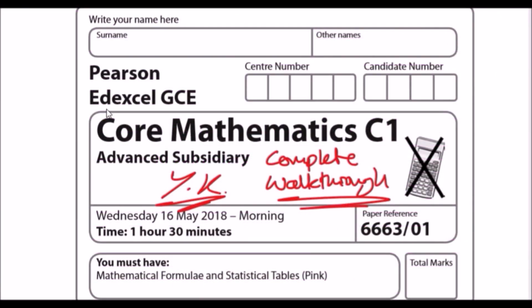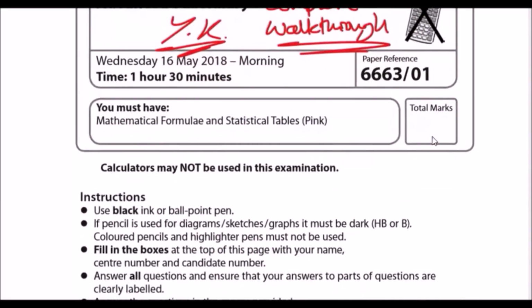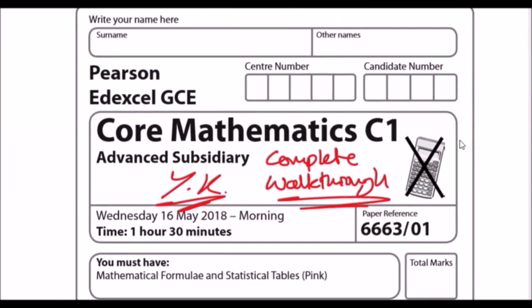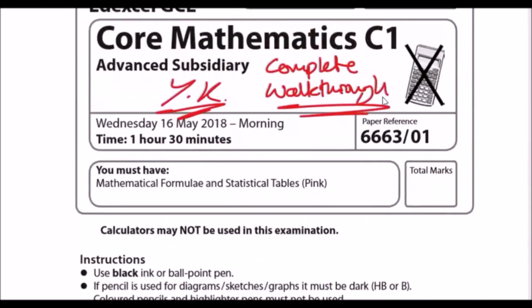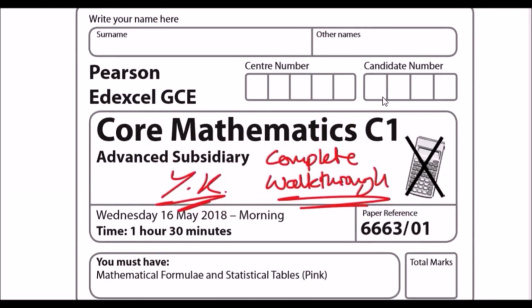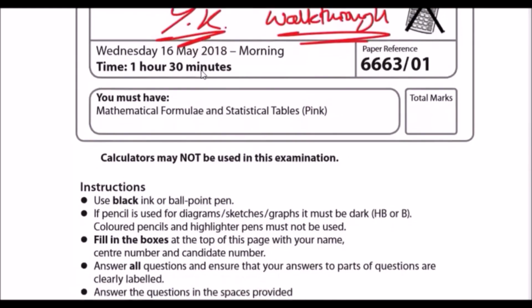So here, as usual, I'm going to go through a complete walkthrough of the C1 paper, and this is set from May or June 2018. And actually, I've already gone through quite a lot of this paper, and I'll tell you right now that this paper overall is pretty good. Not as bad as the previous one, so thankfully that's good news. And don't forget, this is going to be probably the second last paper before the final sitting in 2019. If, well, when you see this in the future, we're not there yet already.